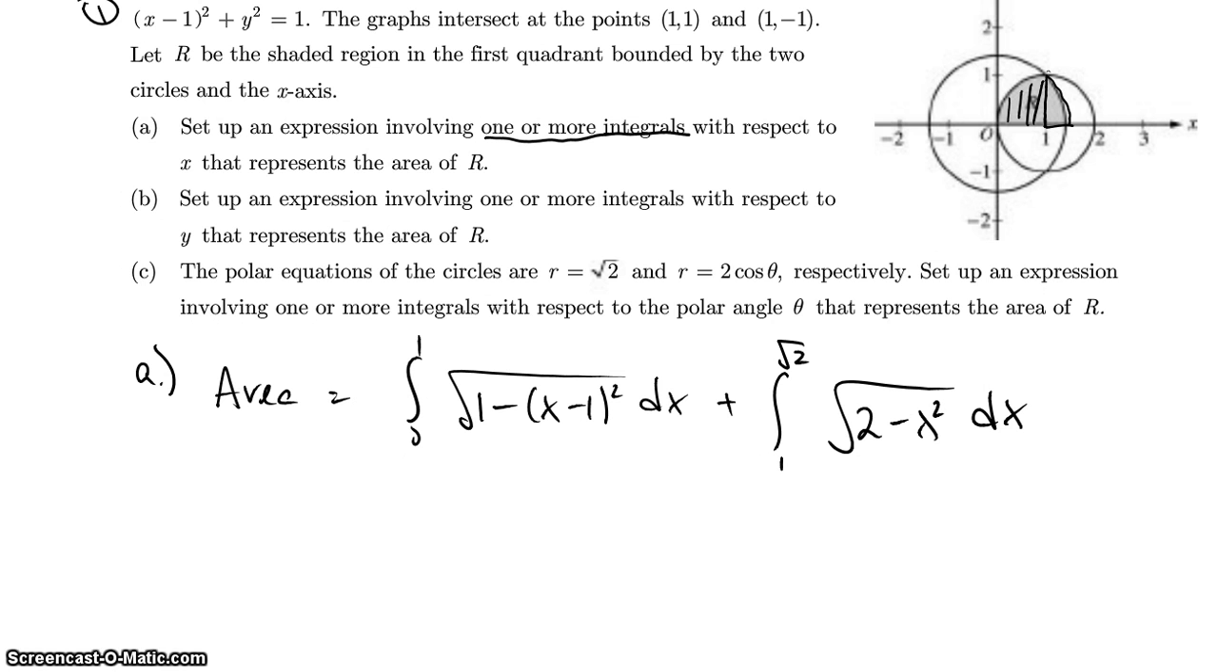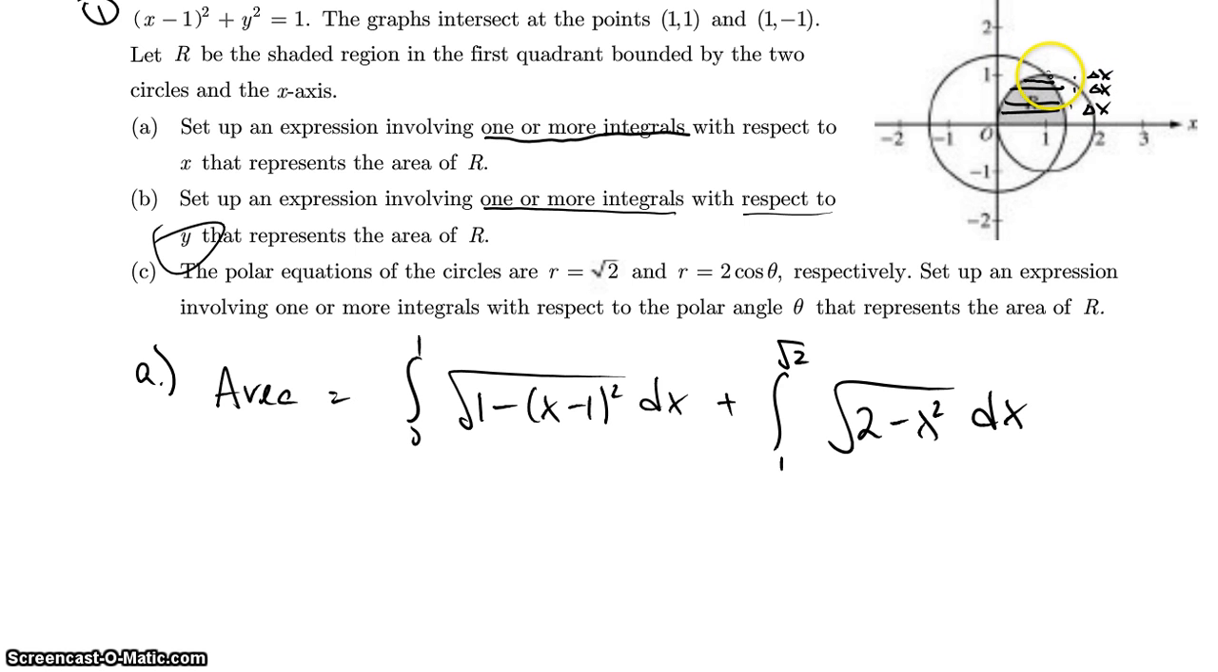For part B, it's similar. We have one or more integrals, but the only difference is with respect to y, and that's a little tricky. With respect to y, in terms of the graph, we're evaluating the rectangles, the width of y, and we have delta x. So how do we do that?